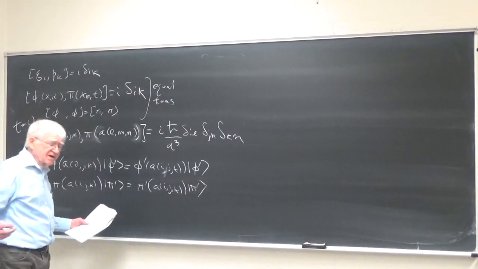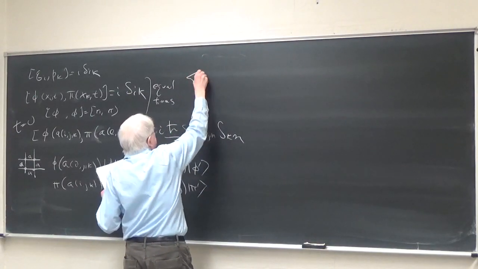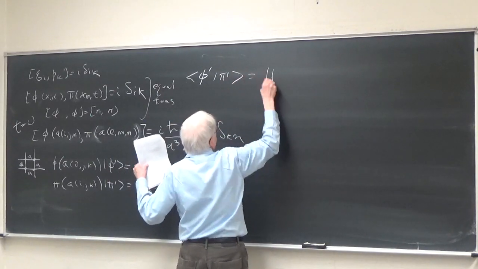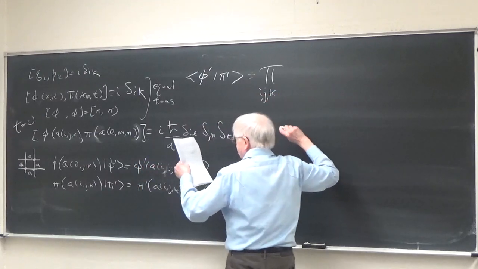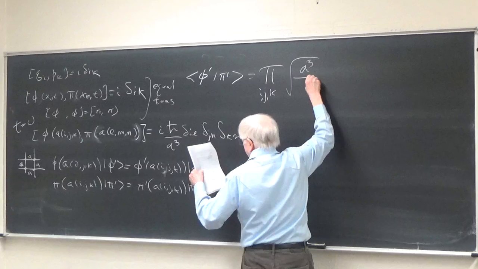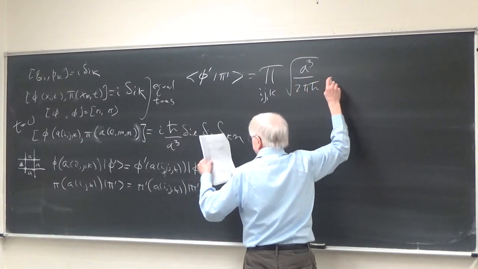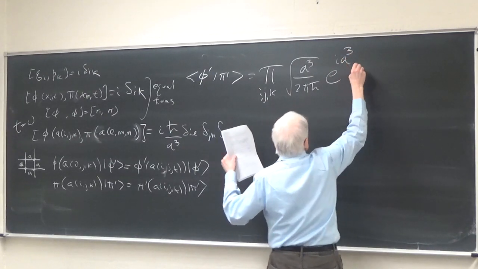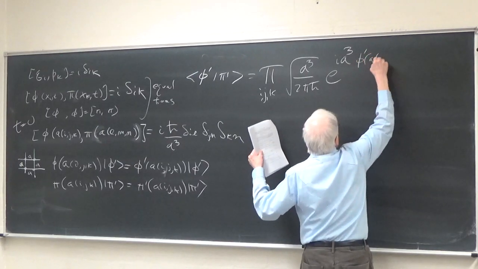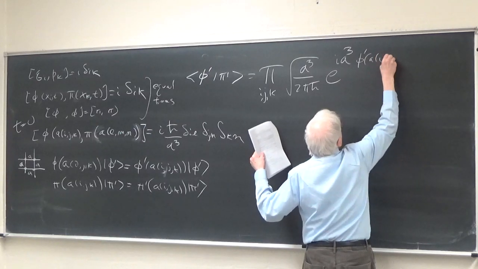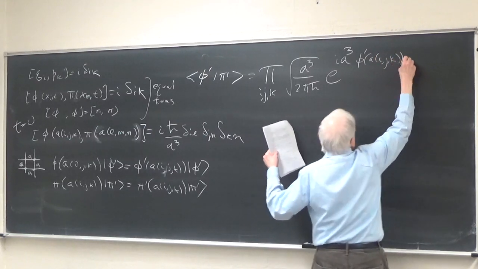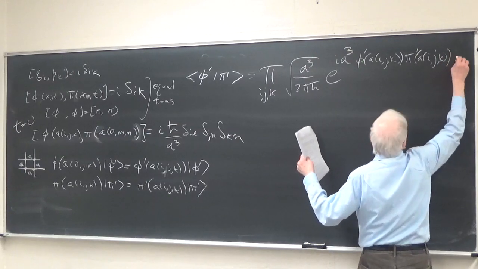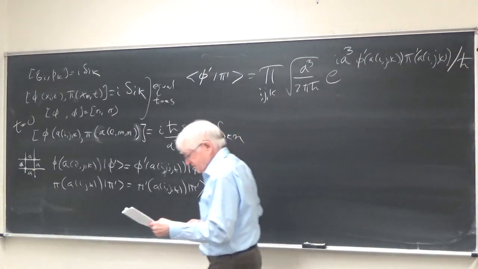Just as in quantum mechanics we have an inner product of such eigenstates, so too here what we have is that the overlap of phi prime with pi prime is a product over all points in the spatial lattice of the square root of A cubed over 2 pi h bar, times e to the i A cubed phi prime of A ijk times pi prime of A ijk over h bar. So it's a product of all these space factors.